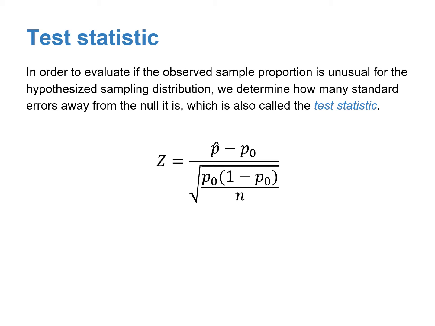Now, in order to evaluate if the observed sample proportion is unusual for this hypothesized sampling distribution, we need to determine how many standard errors away from the null our sample statistic is, which is also called the test statistic. The test statistic looks like a z-score, and it's just telling us, remember, here's the formula for the standard error, and here's the null value. So it's telling me how far is my sample statistic, p hat, from the null value, and then figuring out how many standard errors that is.